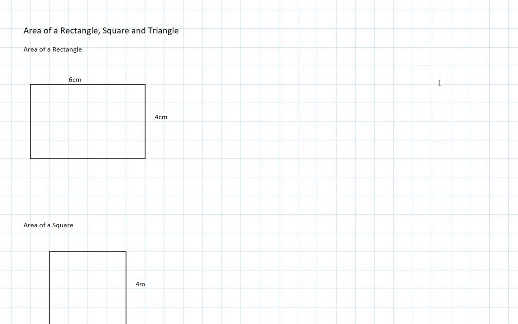We're going to have a look now at how to find the area of a rectangle, a square or a triangle. So for a rectangle, it's like we're just counting the boxes. Here I've got 4 boxes going up and down, 4 centimetres, and 6 boxes going side to side. So my area is 6 times 4.